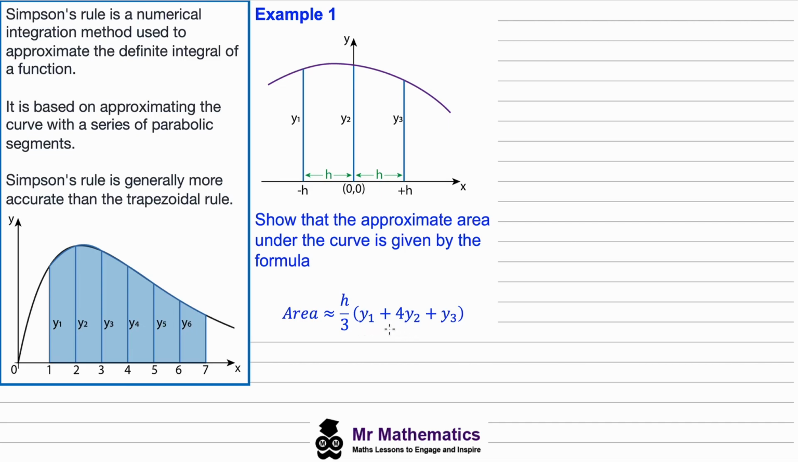So the first thing we need to do is, it says here it is based on approximating a curve with a series of parabolic segments. So we need to think that the function of x is a parabola. Well, as a general form, this would be ax squared plus bx plus c. So what we want to do then is to work out the area by integrating underneath this curve, by integrating ax squared plus bx plus c between the limits of negative h and positive h.